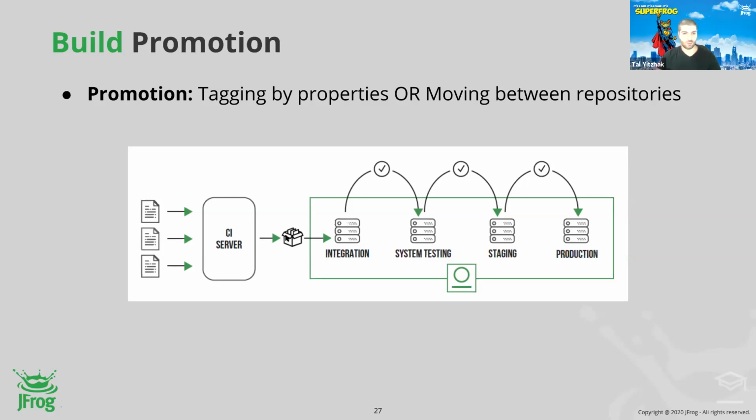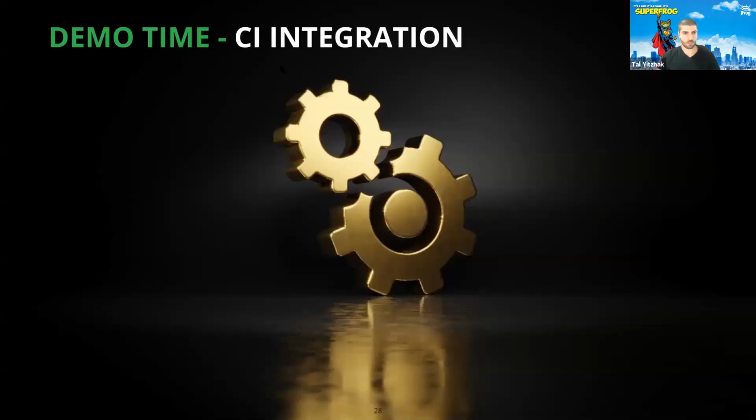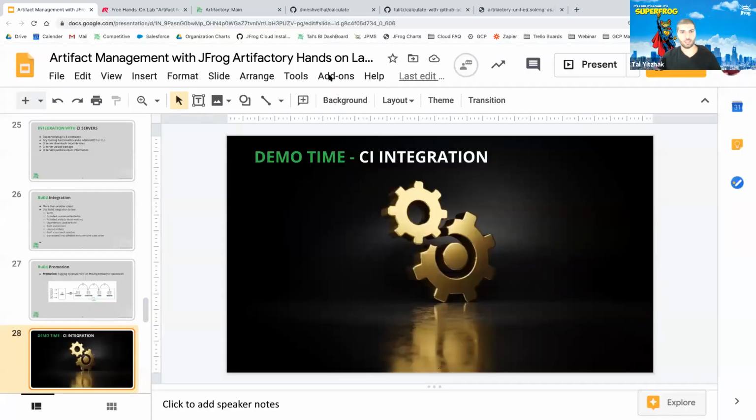So if, for example, you have a binary that is deployed to an integration repository, once it is deployed there, you can have quality gates to check this binary, in this case running integration tests. And only if the tests are valid and have no issues, you promote it from one repository to another. In this case, these are all local repositories and they represent different maturity levels for these binaries. Okay, great. So let's go and see a demo.